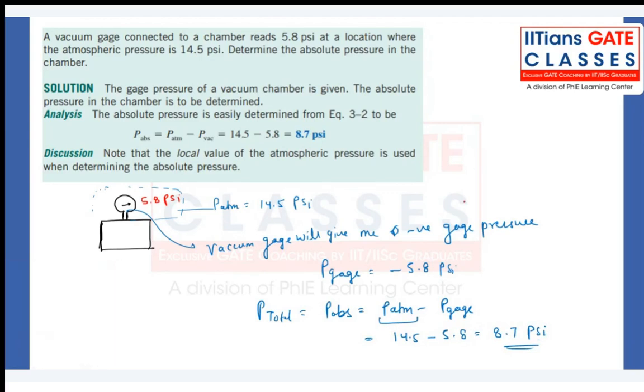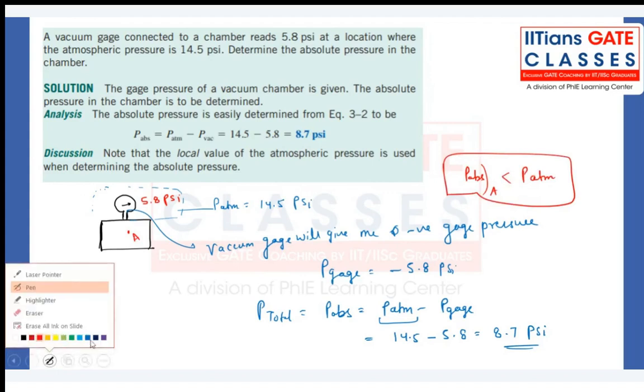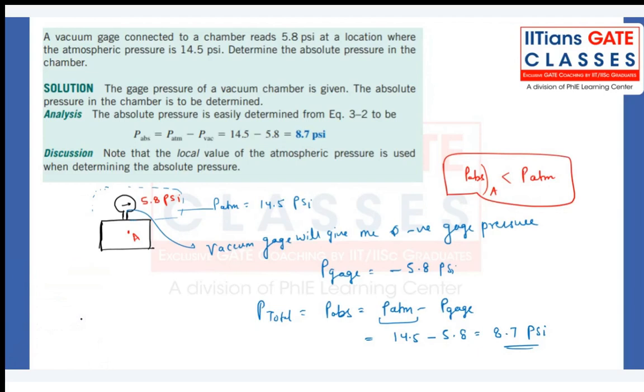And it is obvious that the absolute pressure at this location is less than P atm. That's why you have negative gauge pressure. That's why you have vacuum. So remember that absolute pressure cannot be negative, even though gauge pressure can be negative.